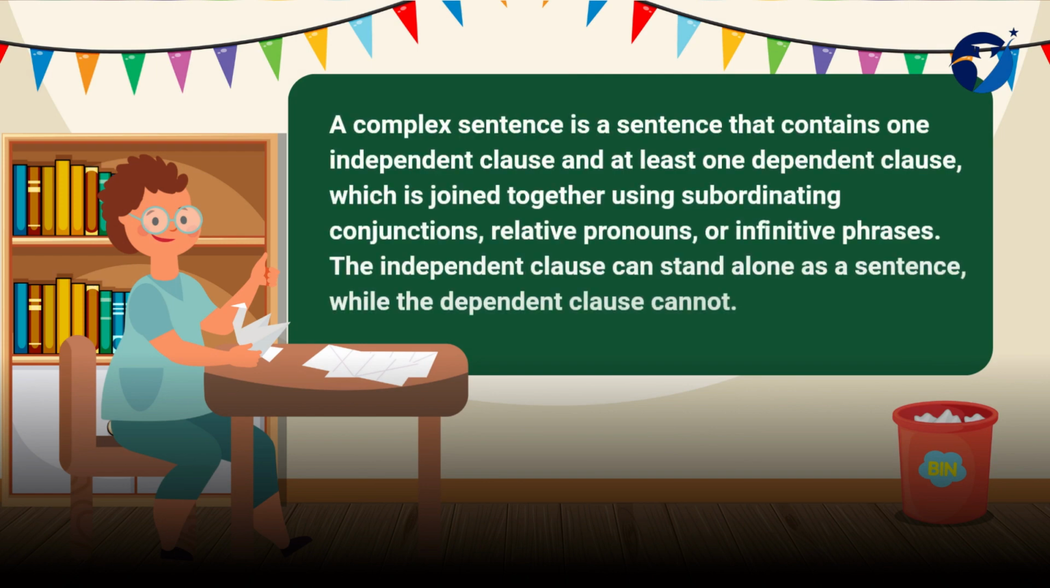A complex sentence is a sentence that contains one independent clause and at least one dependent clause, which is joined together using subordinating conjunctions, relative pronouns, or infinitive phrases. The independent clause can stand alone as a sentence, while the dependent clause cannot.